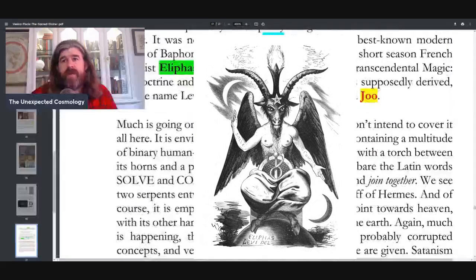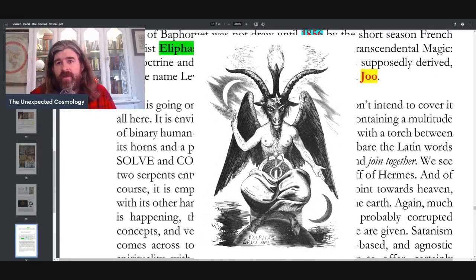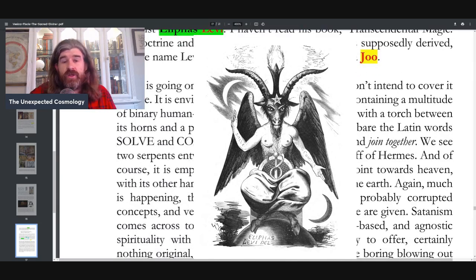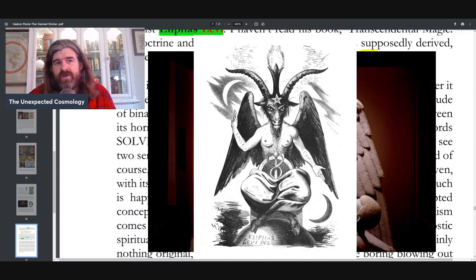Much is going on with the Baphomet image, and I don't intend to cover it all here. It is envisaged as a winged hermaphrodite containing a multitude of binary human, animal, male, and female opposites, with a torch between its horns and a pentagram on its forehead. Its arms bear the Latin words solve and coagula, which means to separate and join together. We see two serpents entwined around the caduceus, the staff of Hermes. And of course, it is employing the use of two fingers to point towards heaven, with its other hand directing our attention towards the earth, as above, so below.